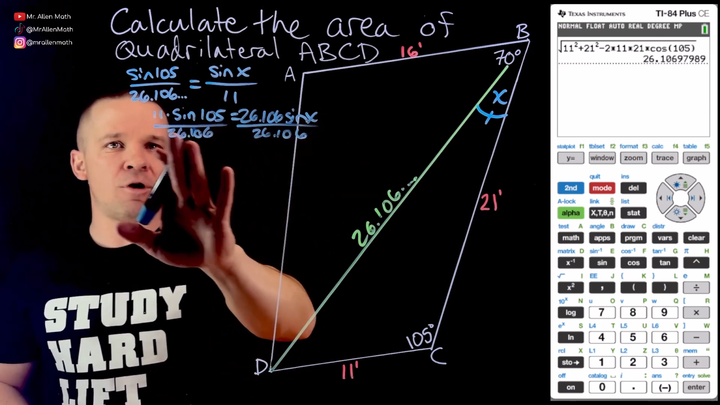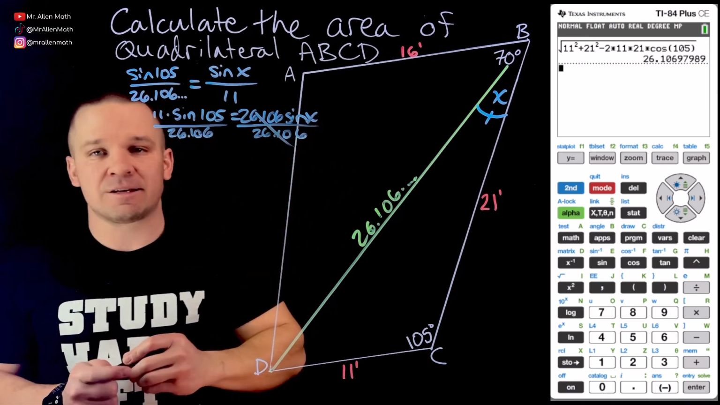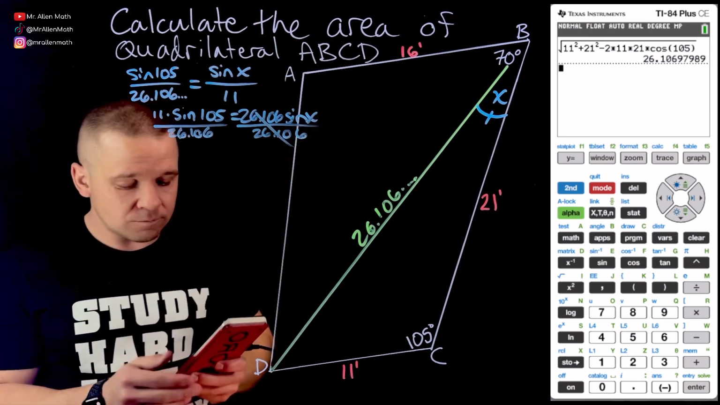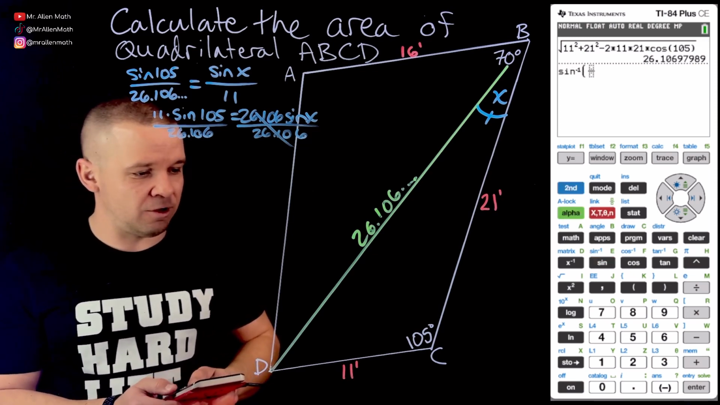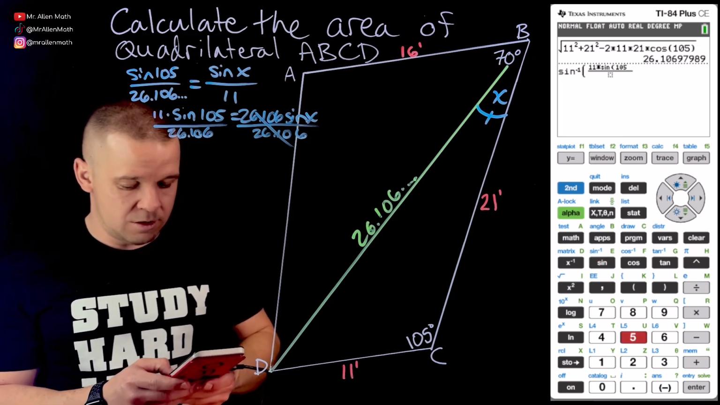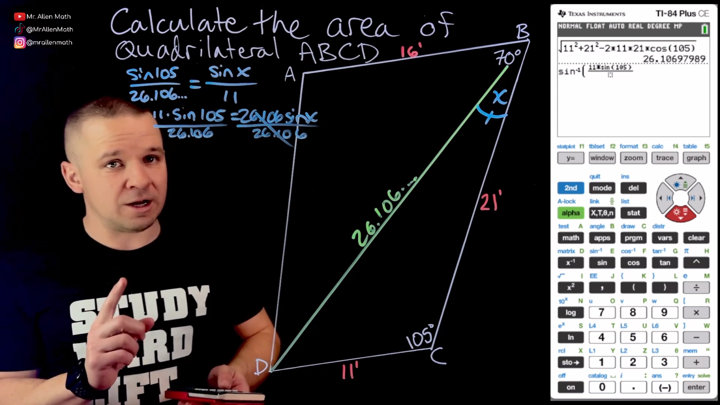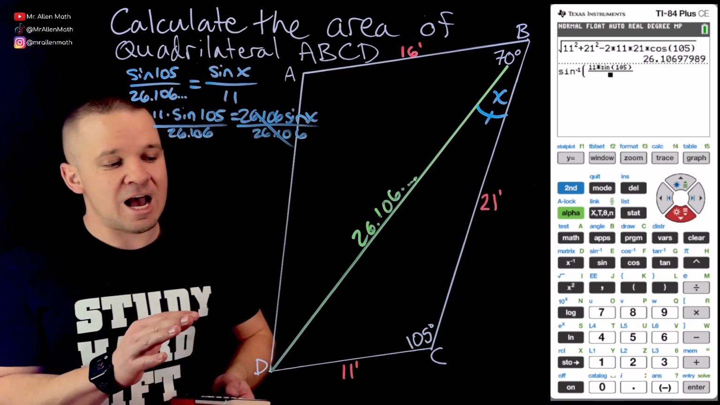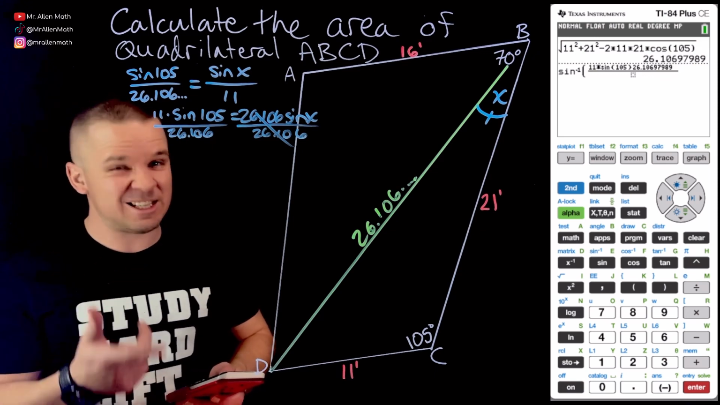Here, all this needs to go into sine inverse if I want to solve for that X that's inside my sine function. So we'll hit second sine, and then I'll type a little fraction so it's nice and easy: 11 times the sine of 105, close my parentheses, divided by, and here's what we have to do. Because I typed it in like this, I can't arrow up. It'll put it in the numerator, which kind of stinks.